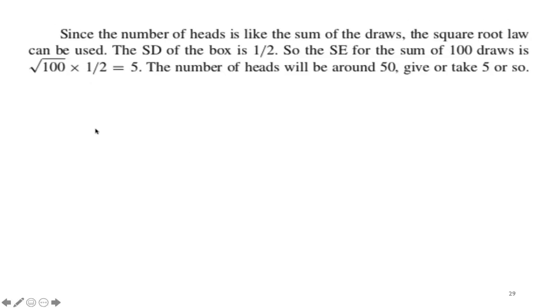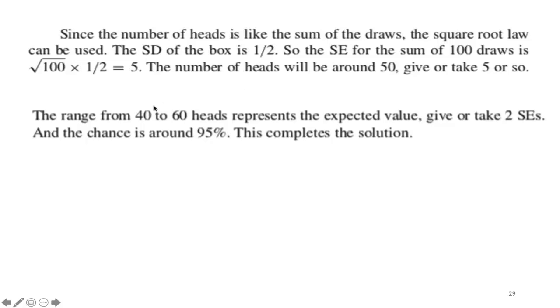And so again, applying our formula, we find that the SE for the sum of the 100 draws from this box is 5. And so that means that if I toss a coin 100 times, I expect to get about 50 heads, give or take 5 or so, where 5 is the SE.